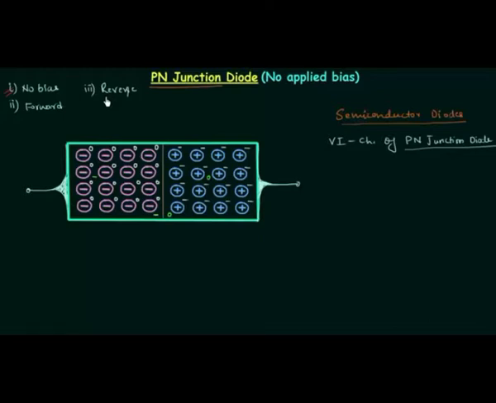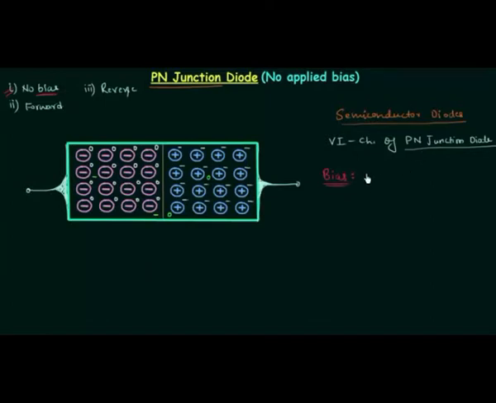Now there is one question. What is the meaning of bias? What do we mean by biasing the two-terminal device? So I will write this down. The meaning of bias. The term bias refers to the application of external voltage across the two terminals. When we apply external voltage across these two terminals, we call it biasing.